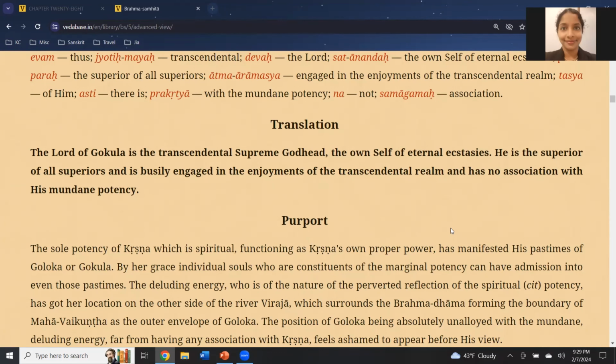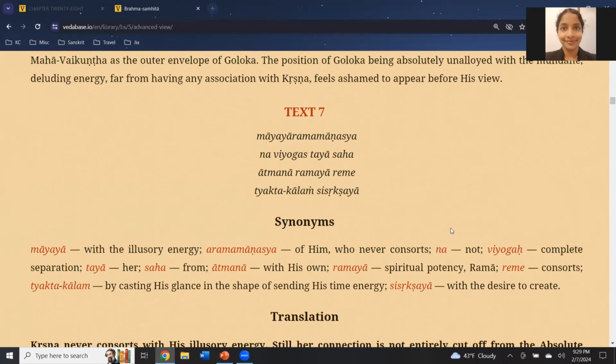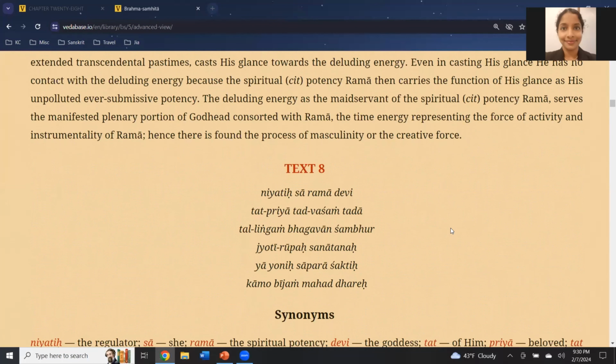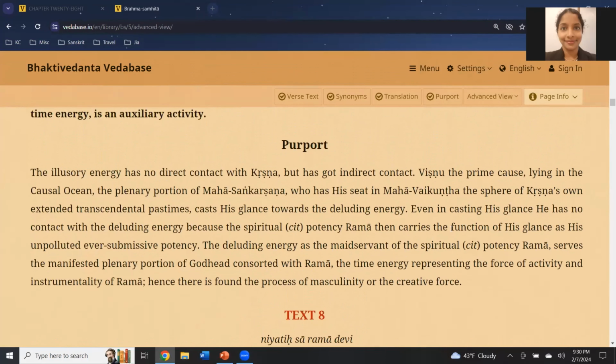So I always have heard that Goloka is a place where it is not awe and reverence, right? Because awe and reverence is part of Vaikuntha Loka, that is a mode in Vaikuntha Loka. But this region of Gokula or Goloka is the place where the Lord is worshipped in awe and reverence.